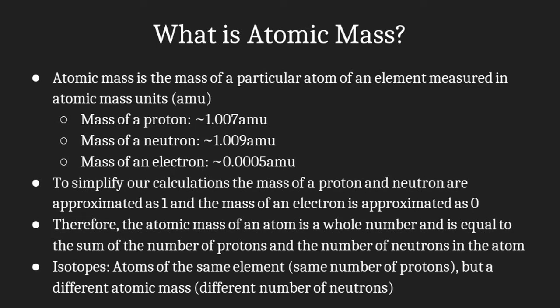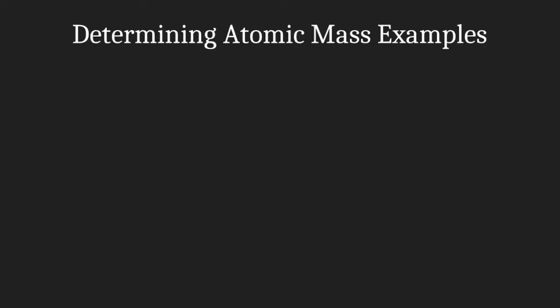This leads us to isotopes, which are atoms of the same element, meaning they have the same number of protons, but a different atomic mass due to a difference in neutrons. A good example of this is carbon-12 and carbon-13. They're both carbon, meaning they both have 6 protons, but carbon-12 has 6 neutrons, and carbon-13 has 7 neutrons, which causes their different masses. So now, using what we said on the last slide, let's try to solve some problems.